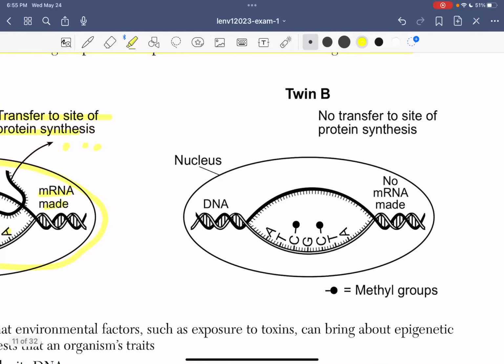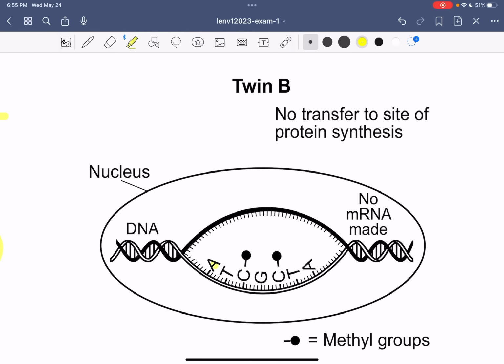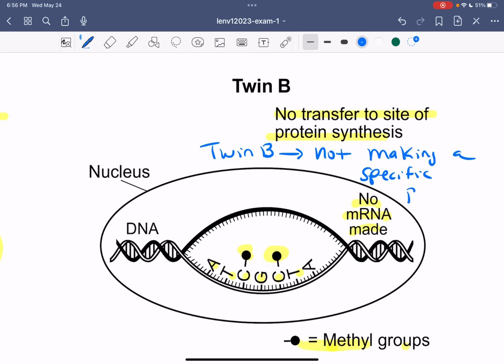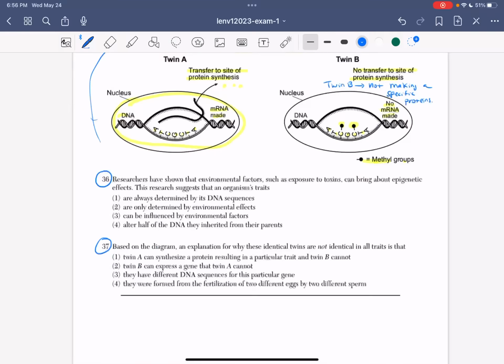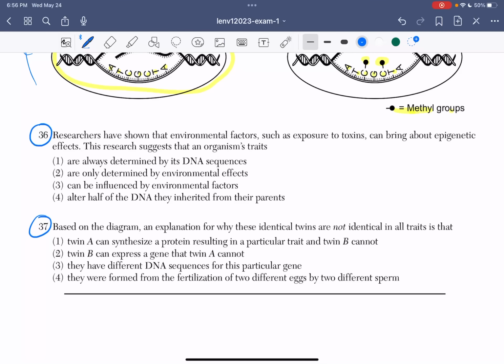Let's see twin B. A, T, C, G. There's something going on here that's different. No messenger RNA is made because of the methyl group. There was no transfer to the site of protein synthesis. So what's happening here is that twin B is not making a specific protein, because we know that proteins have different jobs, like enzymes. So let's see question number 36.